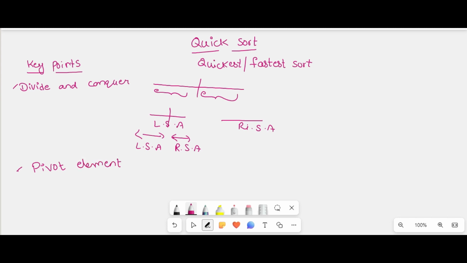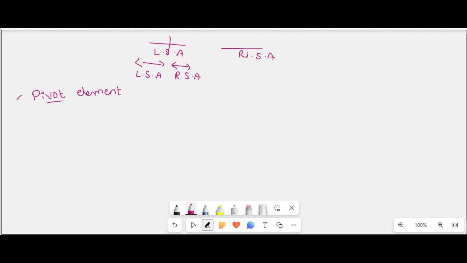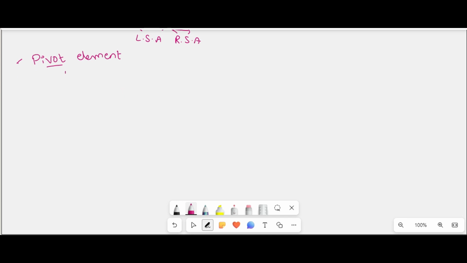Pivot element. So what is this pivot element? The important feature of the pivot element is that it divides the given array into two parts. How is it divided into two parts? One is the left subarray and another one is the right subarray.